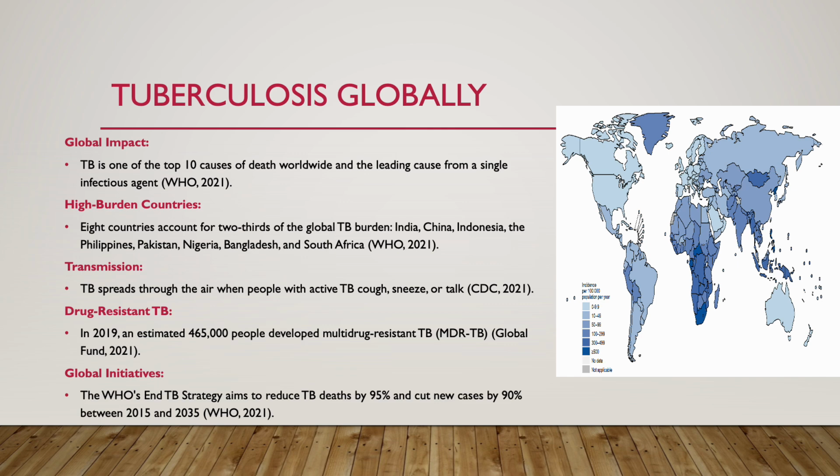To combat TB, the World Health Organization has launched the End TB strategy, which aims to reduce TB deaths by 95% and cut new cases by 90% between 2015 and 2035, WHO 2021. Global initiatives like these are critical in the fight against TB, aiming to save millions of lives and reduce the burden of this infectious disease.